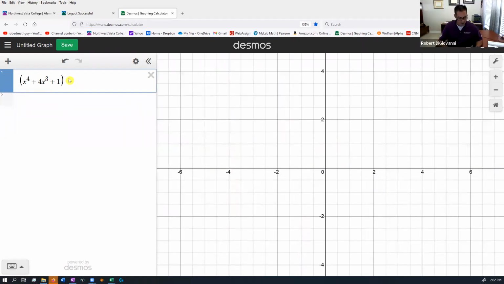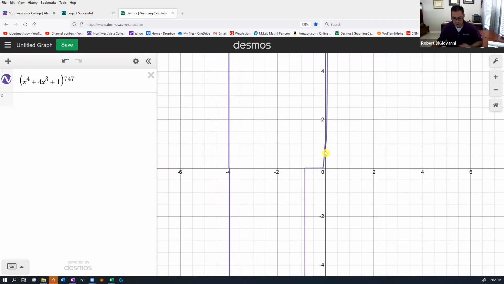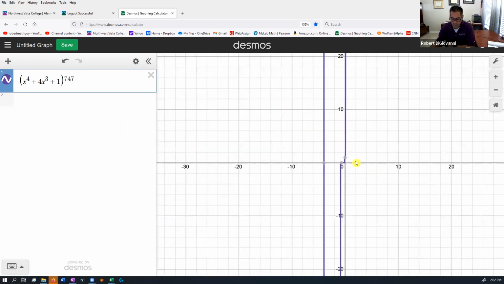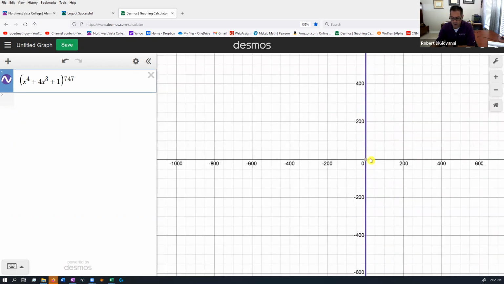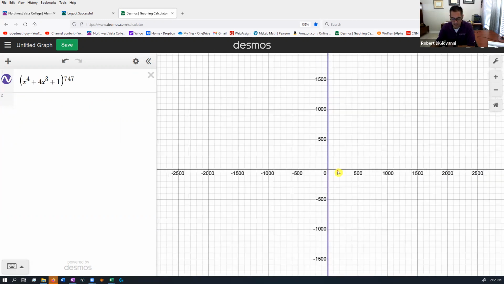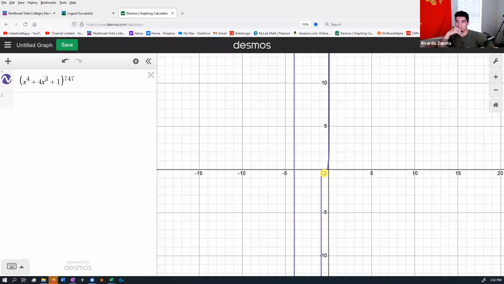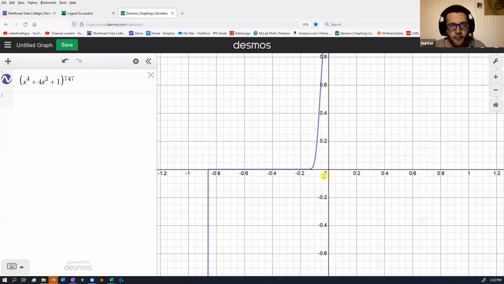Let's raise that to the 747. Actually, it didn't do too bad there. Except that it just becomes so big that it almost looks like a vertical line. It's a weird function.